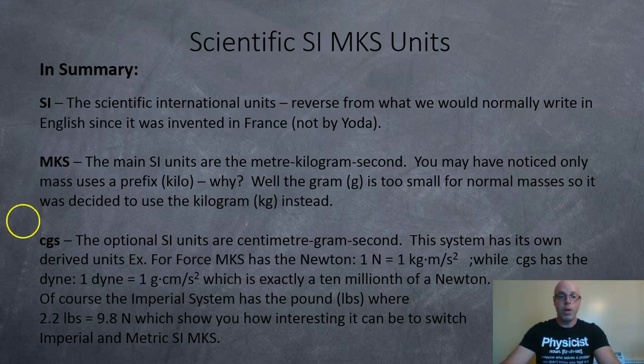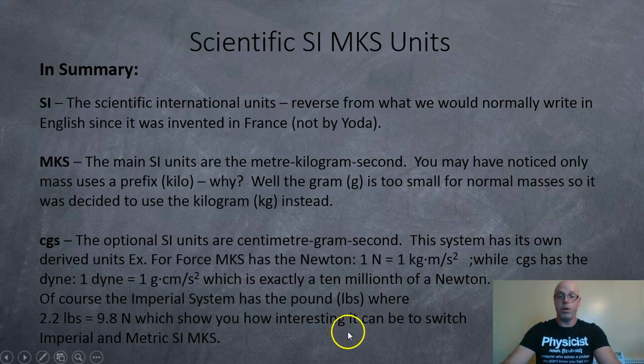That's a huge number. Okay, and then the CGS system, it also sometimes is used, has its own derived units. For example, for force, in the CGS system, they use the dyne. A dyne is a gram times a centimeter per second squared. And it works out to be exactly 1/10 millionth of a Newton. So you need 10 million dyne to make a Newton.